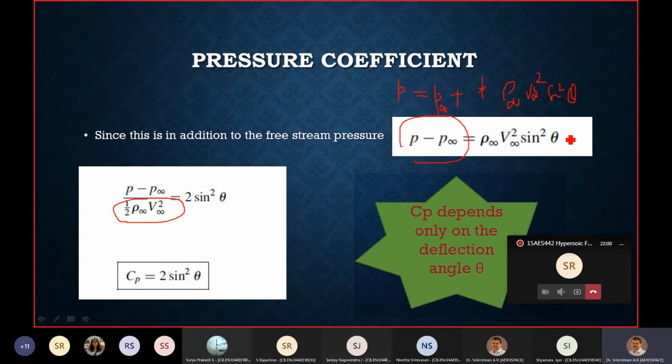Okay, so this is the theory that was put forward by Newton. I'll pause here. We will see how we apply that to hypersonic flows. But if you have any questions, please ask.